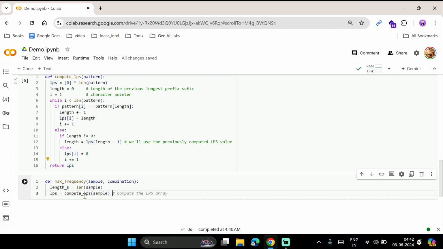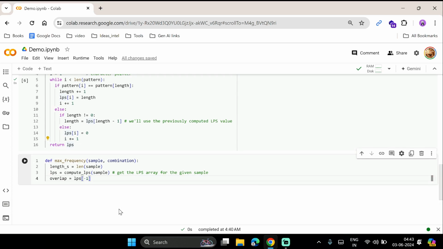So we will get the LPS array for the given sample. Now, how do we find the overlap? As I said, the overlap would be just the length of the longest proper suffix, which is also a prefix. It is basically found at the last position, right? So overlap equals to, in the LPS array, if you just go to the -1. So this is also a way of getting the last position.